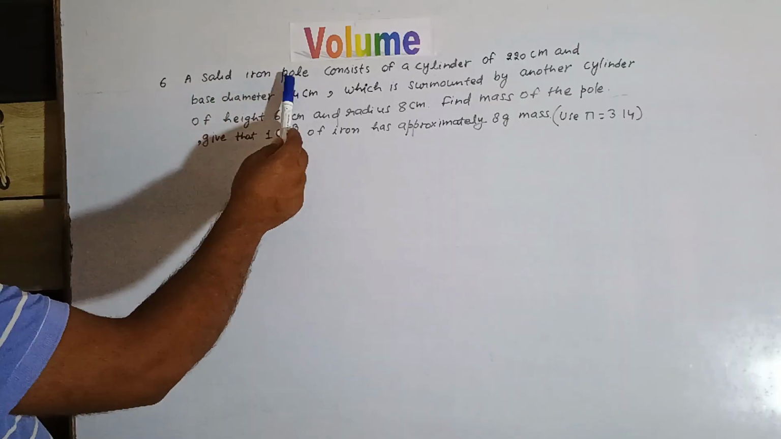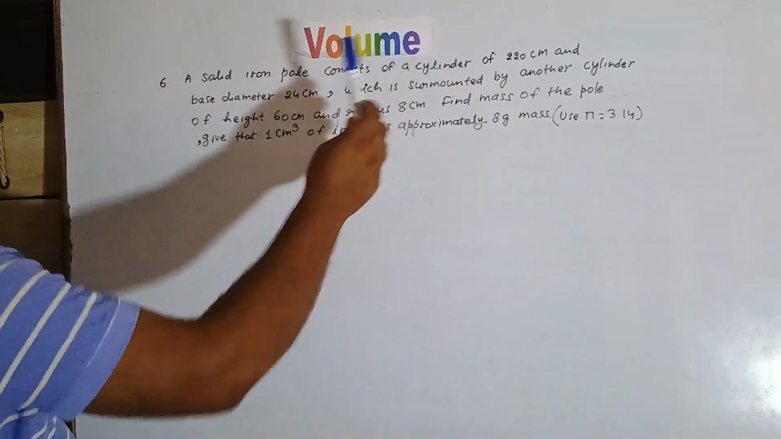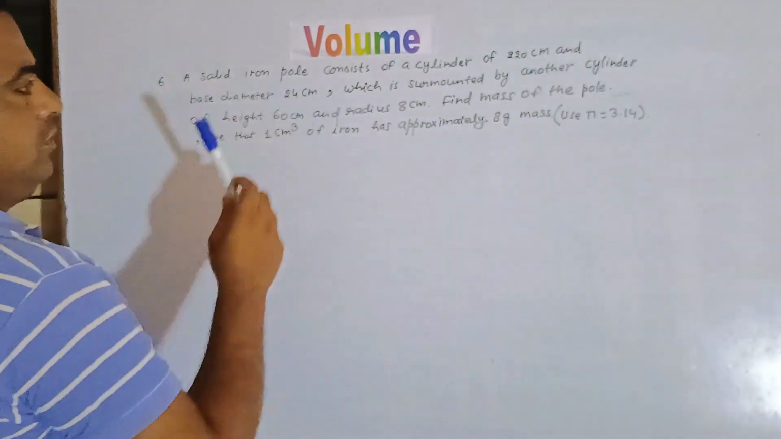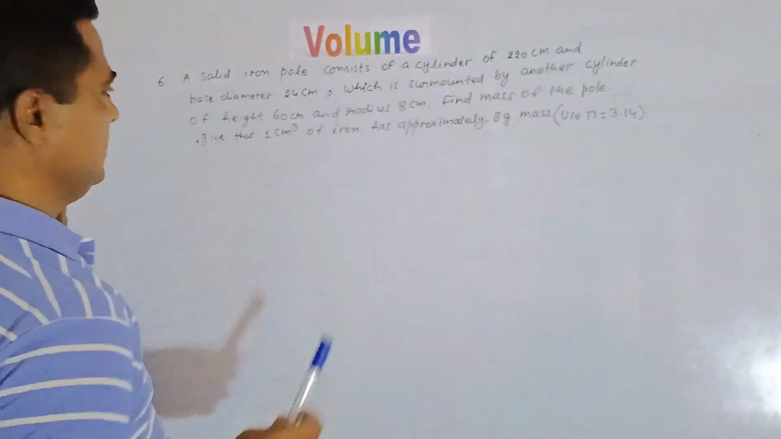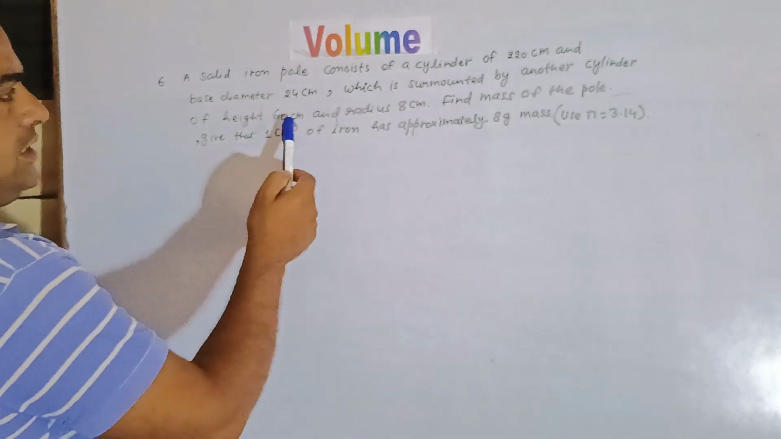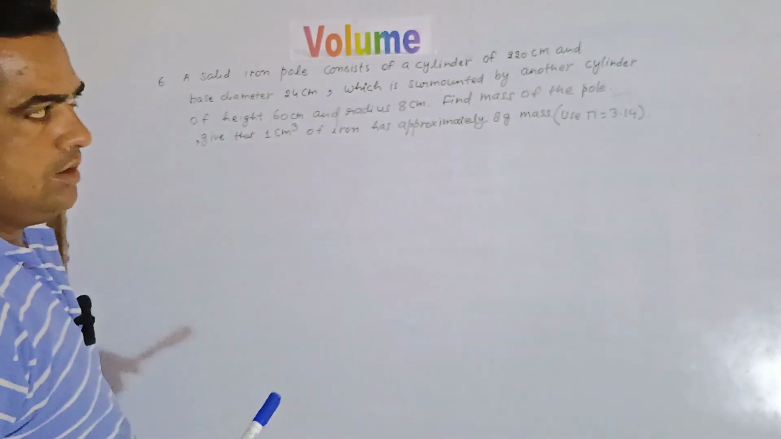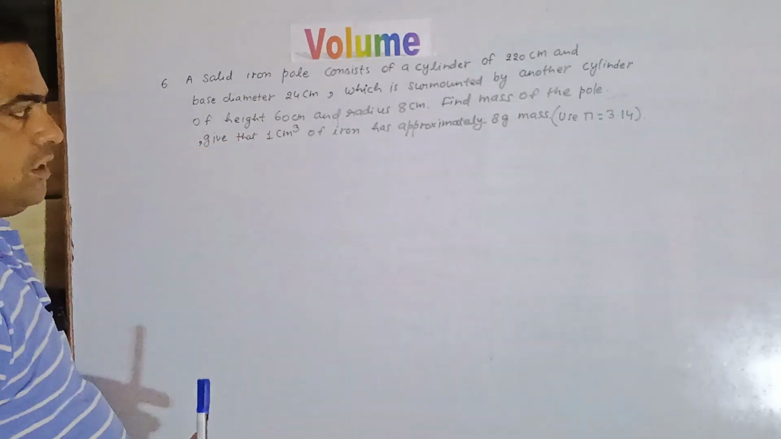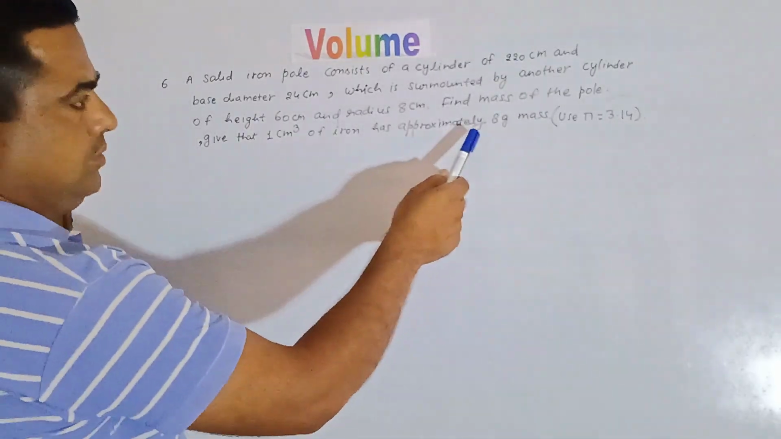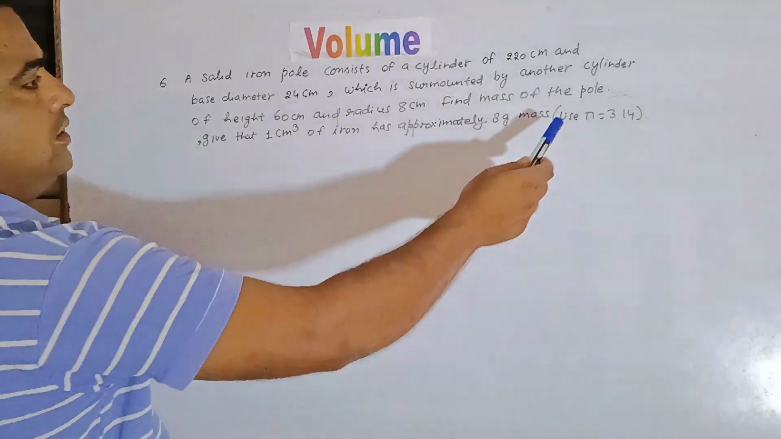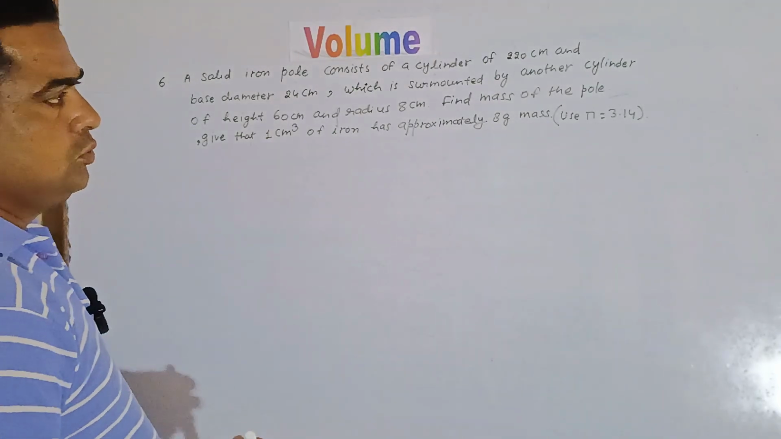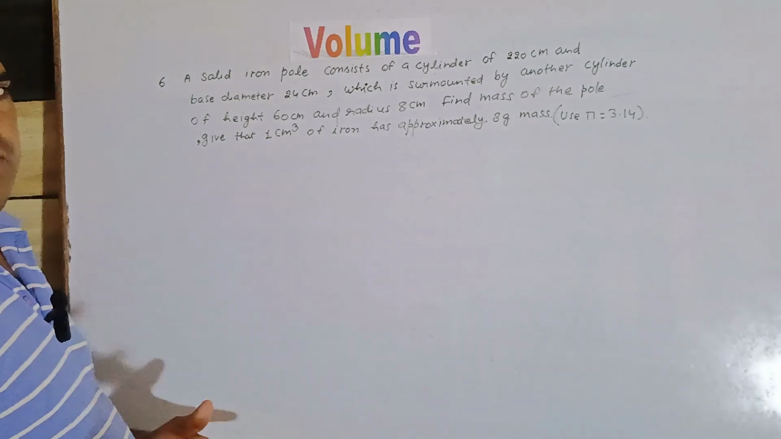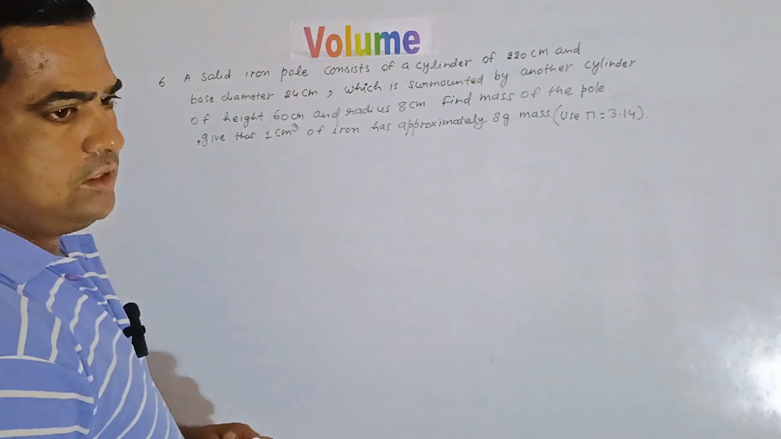A solid iron pole consists of a cylinder of height 220 centimeter and base diameter 24 centimeter, which is surmounted by another cylinder of height 60 centimeter and radius 8 centimeter. Find mass of the pole given that 1 centimeter cube of iron has approximately 8 gram of mass. Students, they are saying use pi equals to 3.14, means the value of pi is 22/7 also, but we have to use here 3.14.